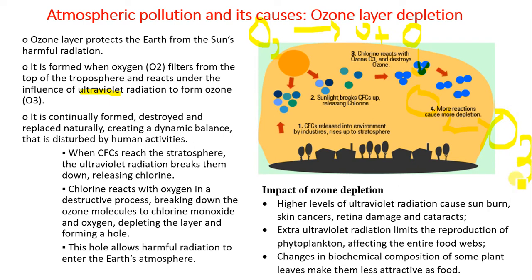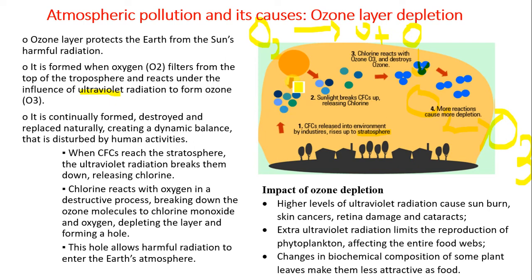Now, how does ozone layer depletion occur? Now, it is continually formed and destroyed and replaced naturally, creating a dynamic balance that is disturbed by human activities. Now, human activities release gases such as CFCs. So, when CFCs are released into the environment by industries, they rise into the stratosphere, which is the layer that contains ozone.